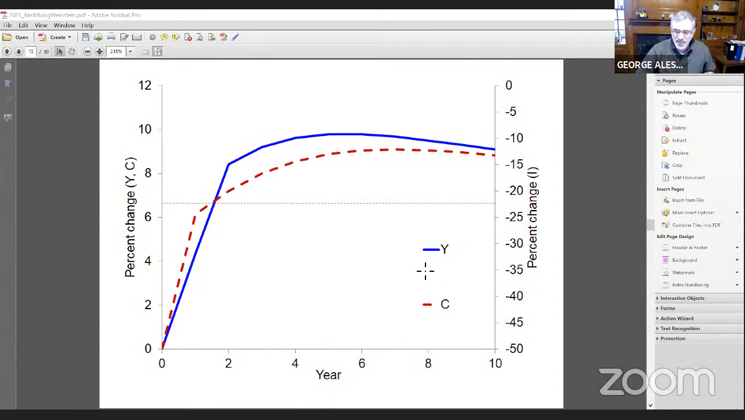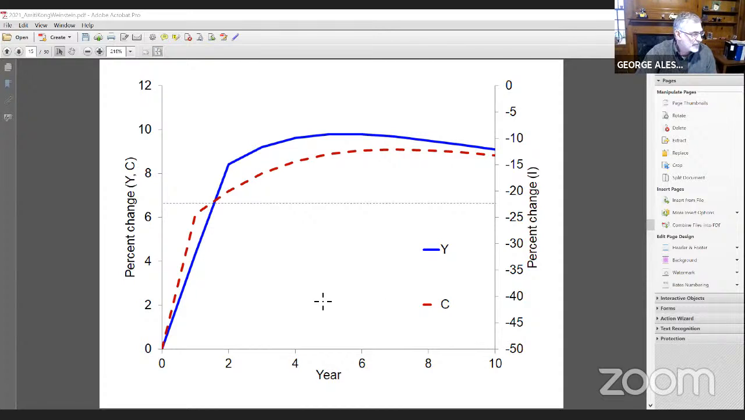So everything in reverse for David's situation. Output is going to go up over the next couple of periods, and then it's going to stay high, and then mean revert. And then consumption is going to shoot up initially and then continue to grow over time. And this is over 10 years.